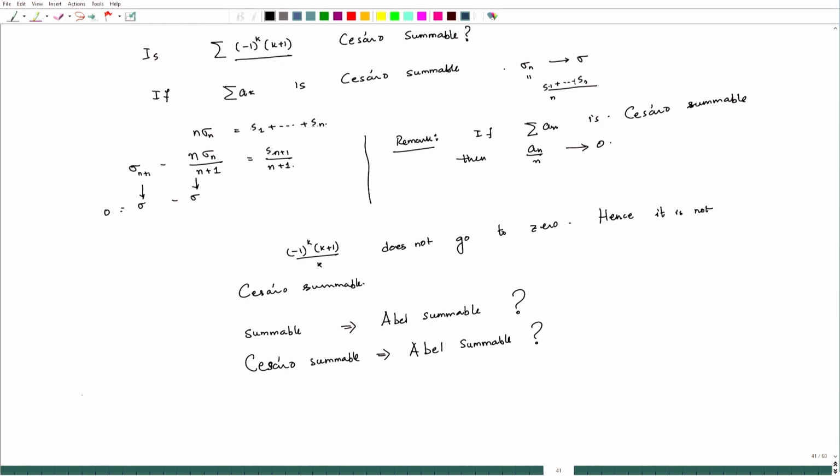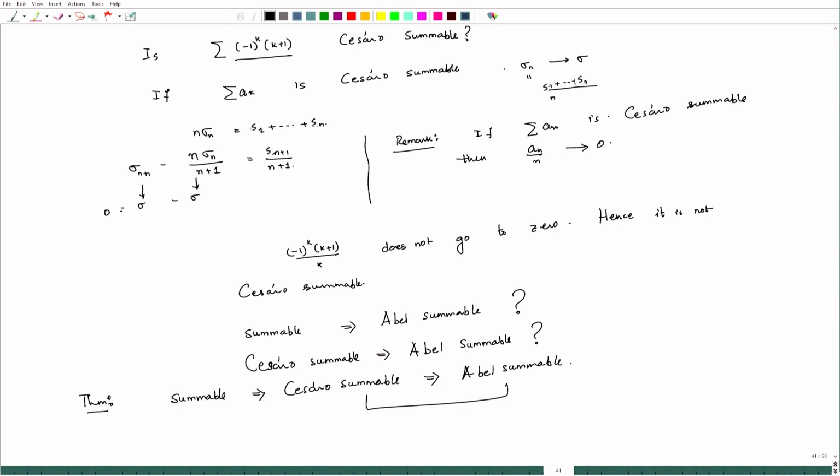So, now theorem: summable will imply Cesaro summable, and this will imply Abel summable. So, if we can show only that Cesaro summable will imply Abel summable, then if it is summable, it will be Cesaro summable, hence it is going to be Abel summable.